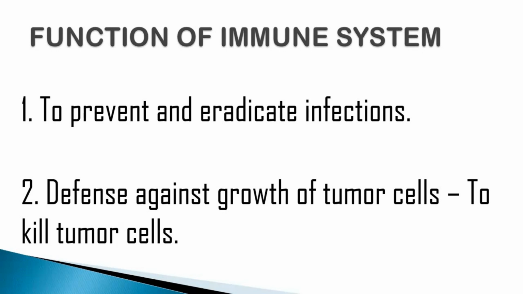Secondly, defense against growth of tumor cells. The immune system will kill tumor cells. Tumor cells are simply cells that have lost their ability to control their replication, their rate of dividing. So when your cells lose their control of division, they will start dividing at a rapid rate and will form growths that are called tumors or cancers. What the immune system will do is kill any rapidly growing cells that may cause a tumor or a cancer.